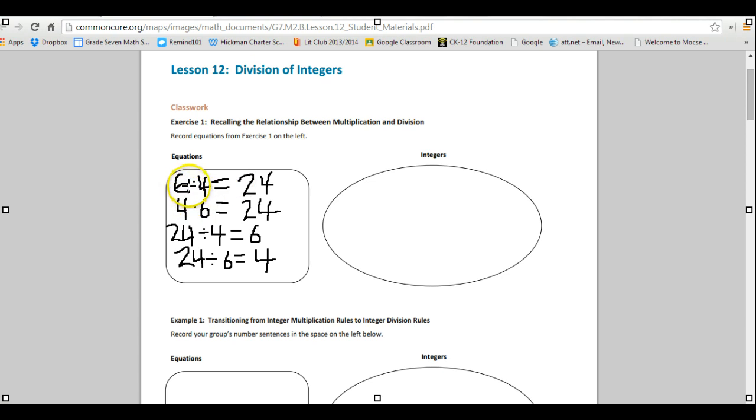The person with the 6 times 4 equals 24 card, and the 4 times 6 equals 24 card, 24 divided by 4 equals 6, 24 divided by 6 equals 4. All these people would get together because they would be one group because they are the multiplication fact family equations for this particular fact.